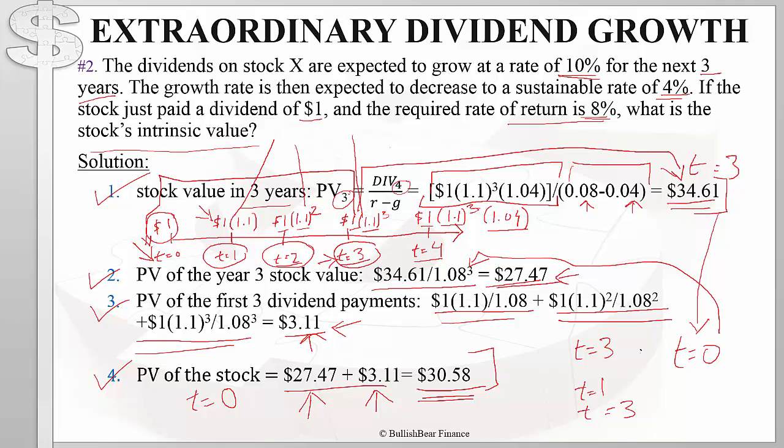Now, one thing some candidates might ask is what happened to the $1 of dividend payment that we received at time t equal to 0? How come we are not discounting that or factoring that dividend payment as part of step 3? Well, the answer to that is that when we're using the Gordon growth model, we only factor in dividend payments after today, so future dividend payments. We don't factor in dividends that have already been received, and therefore we exclude this $1 of dividend payment that we have already received.